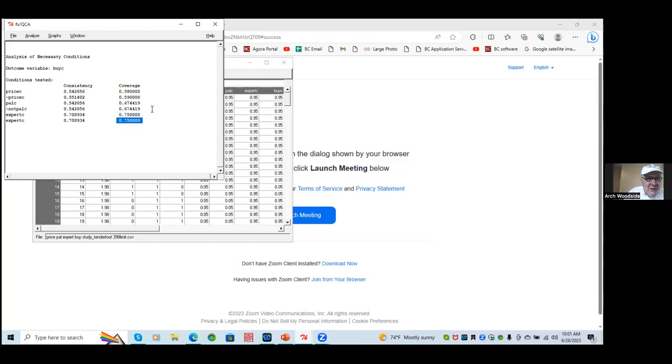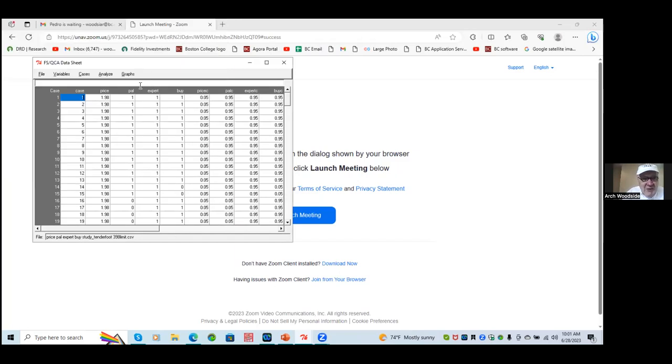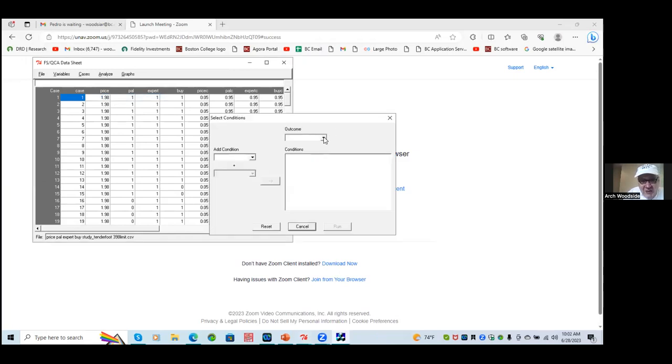All right, now we do the same thing for not buy. You have to include not buy in your table. So you have 2 outcomes that you're looking at. And so for analyze necessary conditions, you come up with not buy. No, that's the wrong one. You want it to be calibrated. All right, buy, not buy. This is not buy.